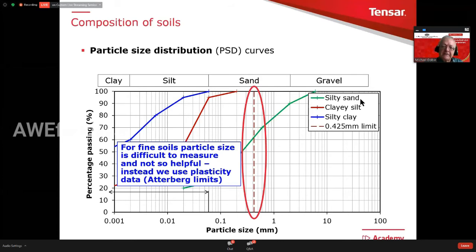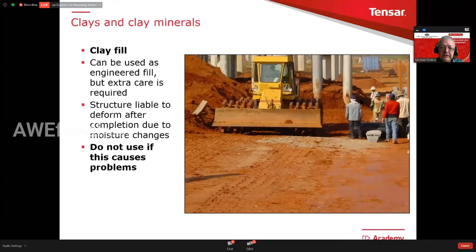So you could carry out an Atterberg limit test on the green soil, but you'd have to remove the coarser material first. That is something to be aware of later on, and I'll mention it again when we look at data. So clay fills. Yes, perfectly acceptable.